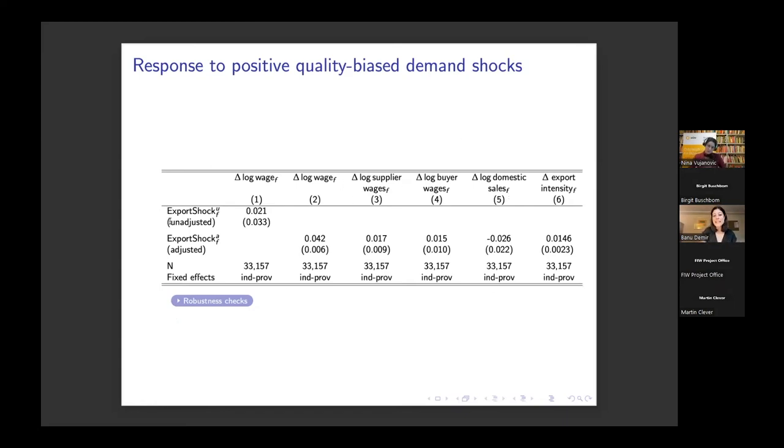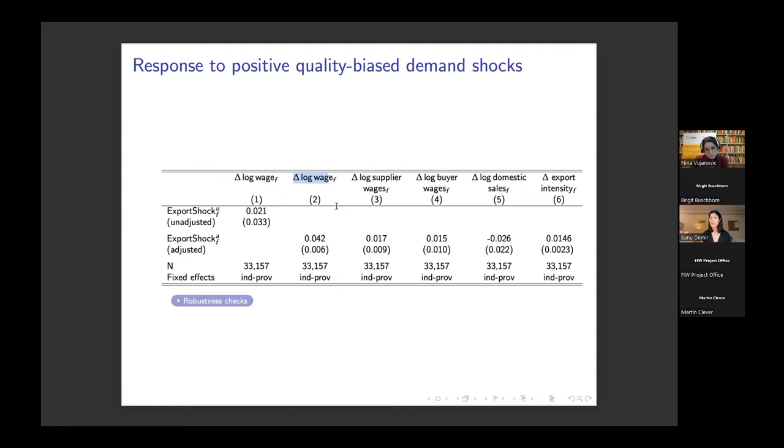So we start with the standard shift-share variable, which is not adjusted for the income per capita of the importer. It is positive, but the magnitude is small and it is not statistically significant at conventional levels. When we replace this shift-share variable with the one that is adjusted by the GDP per capita of the importer, the coefficient estimate doubles and the standard errors become smaller. So it becomes both economically and statistically significant. What we find is that a 10% export shock will increase the average wage of the firm over 5 years by 0.4%, and a 5% shock will increase it by 0.2%.